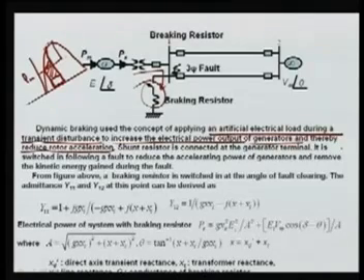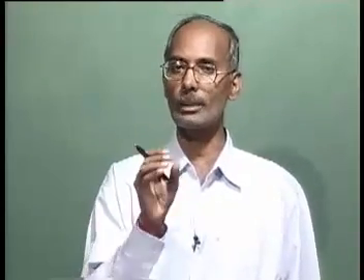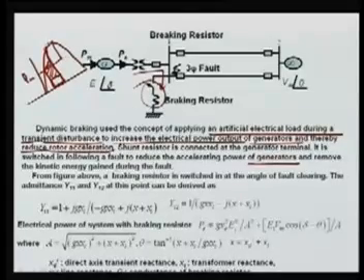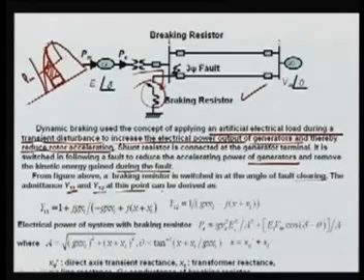It is switched in following a fault to reduce the accelerating power of the generator. It means the electrical power which is taken out is increased, so that we have less accelerating power and remove the kinetic energy gained during the fault. From the above figure, a braking resistor is switched in at an angle of fault clearing. The admittances Y11 and Y12 at this point can be derived here.